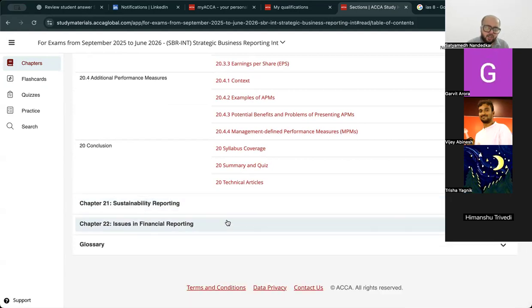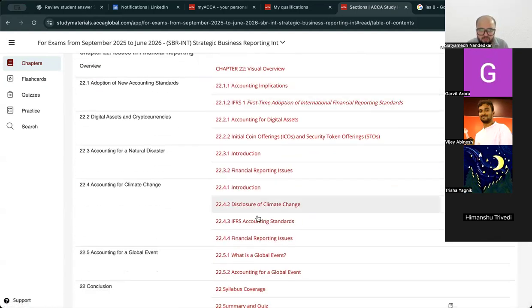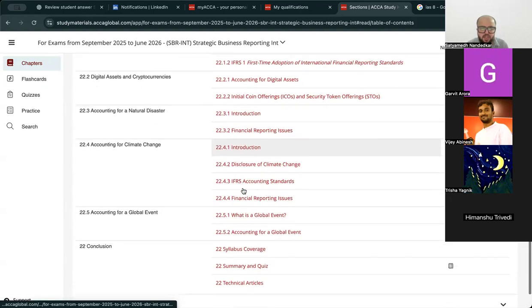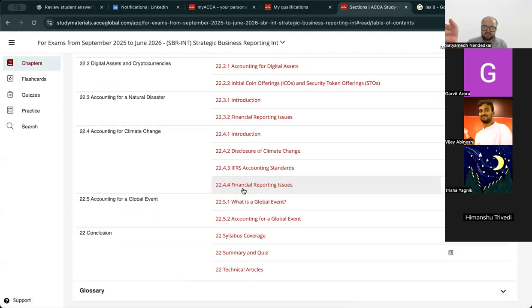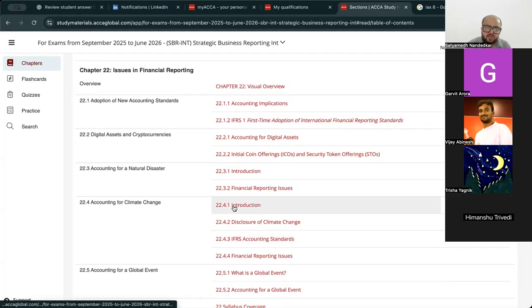Sustainability, we have spent quite a lot of time on each of these issues, by the way, be it natural disaster, be it climate change, be it crypto. We did discuss how it should be classified as intangible asset, as a financial asset, that specific part. Then global event, climate change, we have covered.